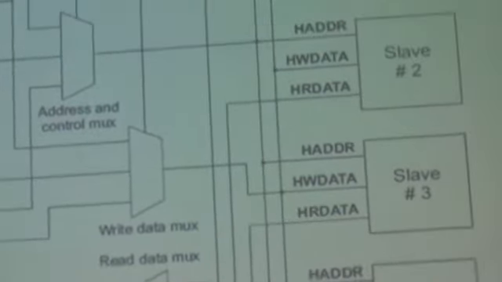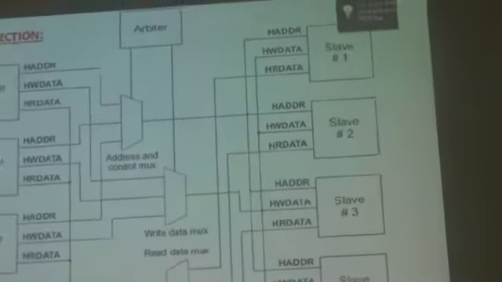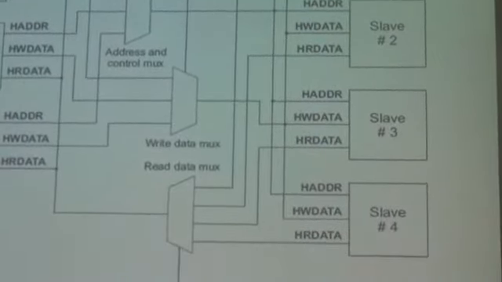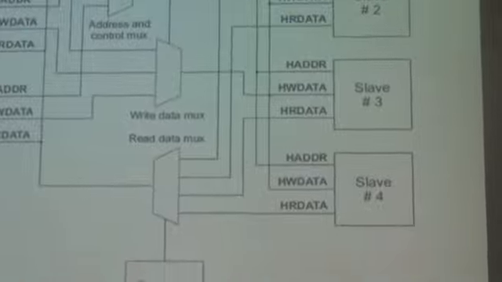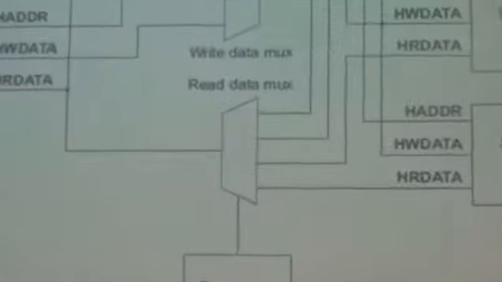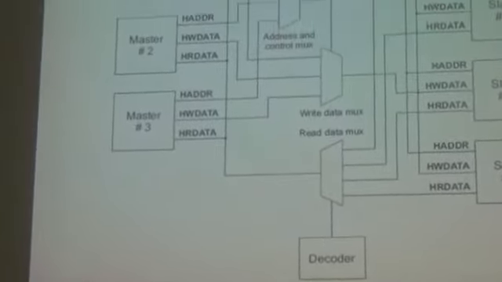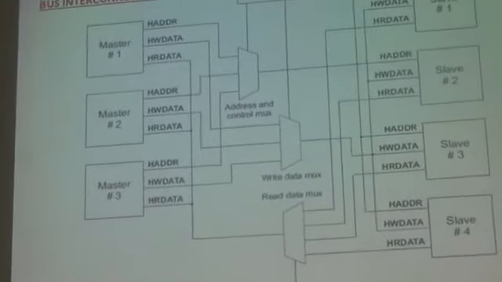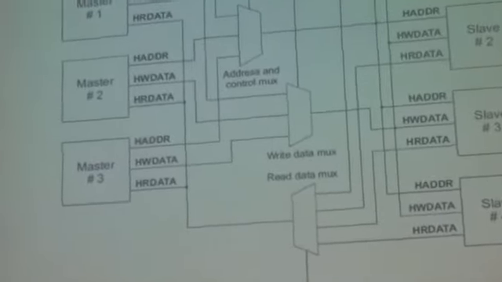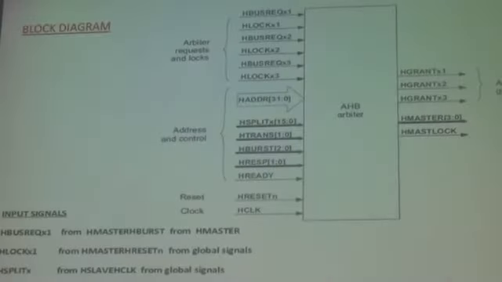On the other side, the slave has the HRDATA signal, which is the output from the slave, and the HRDATA signals of all the slaves, slave 1, slave 2, slave 3, are given to a mux, which is the read data mux. The decoder will select and send the respective data from the master to the respective slave. In this manner, these masters and slaves interact with each other, and the arbiter plays the role of defining which master has to access the bus.